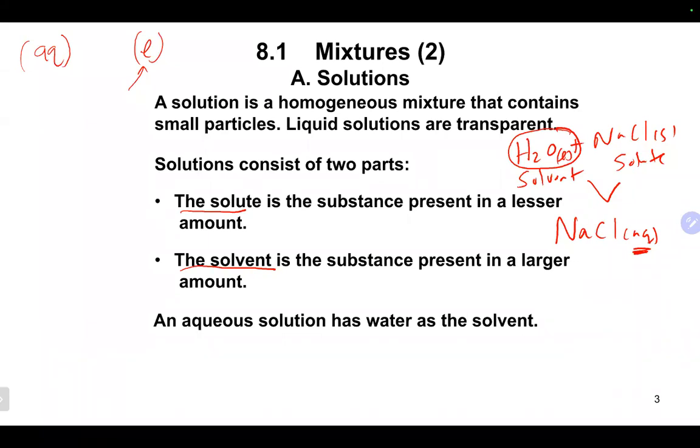Again, water would be a really bad solvent for something that is nonpolar, so it wouldn't work very well. They would just separate out from each other.